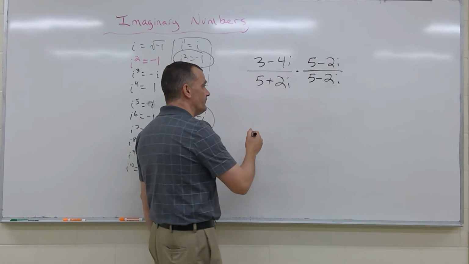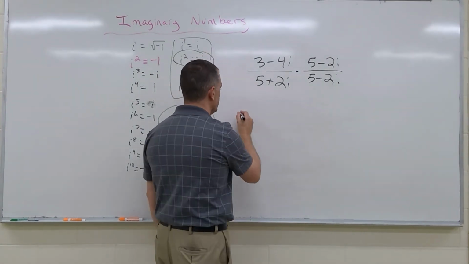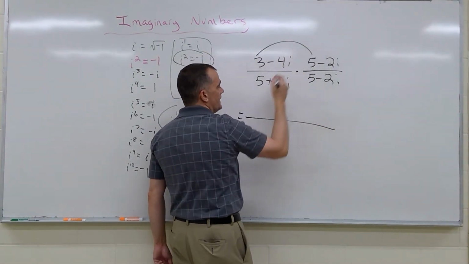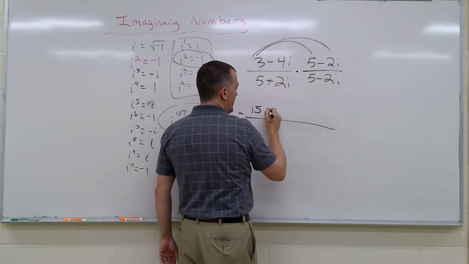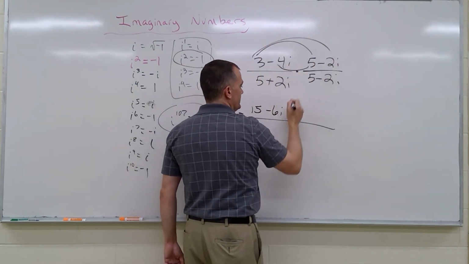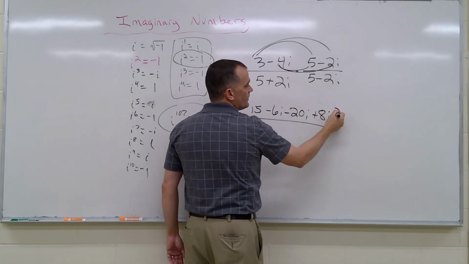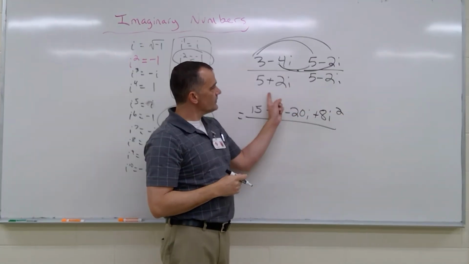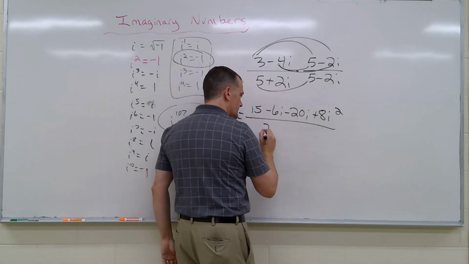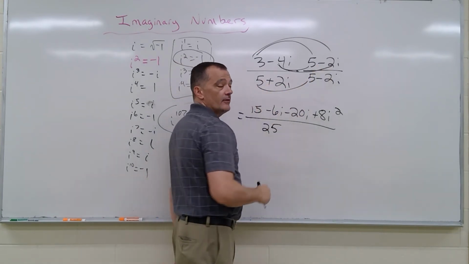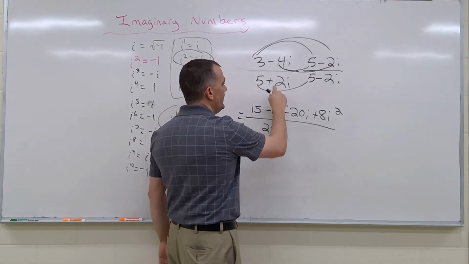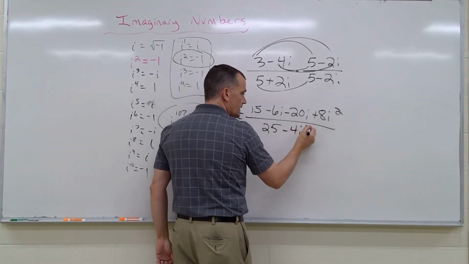Now let's use a little bit of FOIL here. You've got to use a lot of FOIL here. So 3 times 5 is 15. The outer is minus 6i. The inner is minus 20i. And the last is positive 8i squared. The bottoms are your conjugates. So 5 times 5 is 25. The outer and inner cancel out. And the last is minus 4i squared.